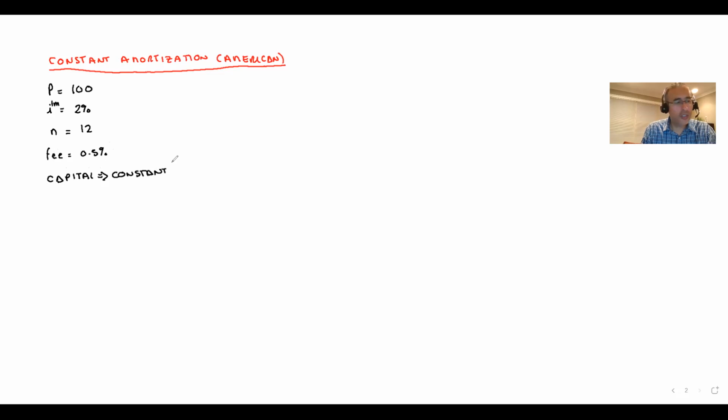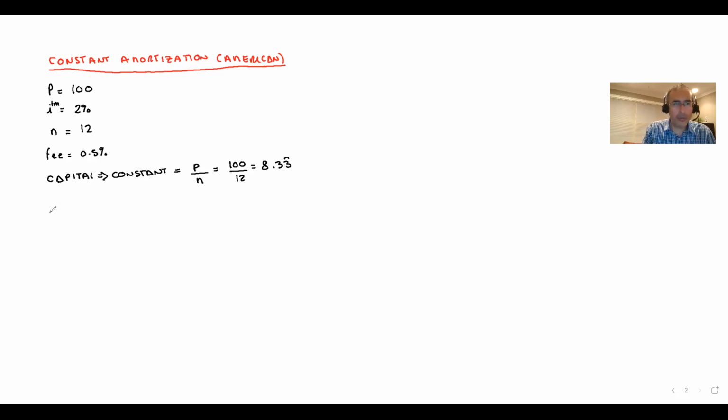So how do we make this constant? Very simple: we divide the principal by N. If my principal is 100 divided by 12, the capital payment, or amortization, I need to pay monthly is 100 divided by 12. It's going to be 8.33. So this is going to be my constant payment.